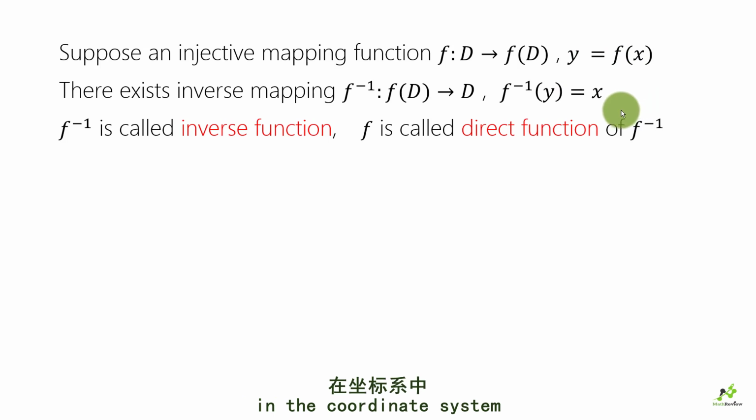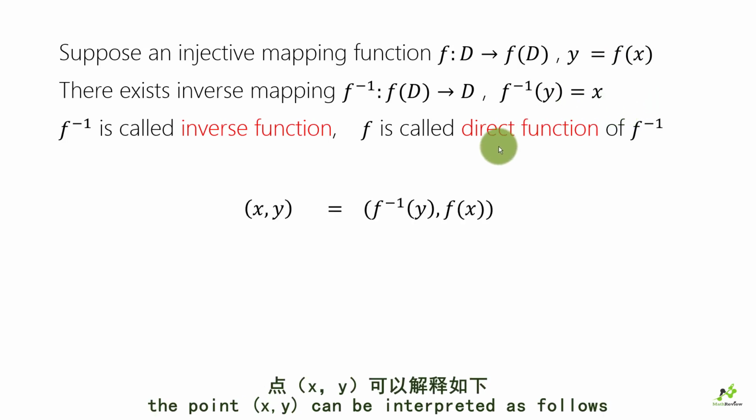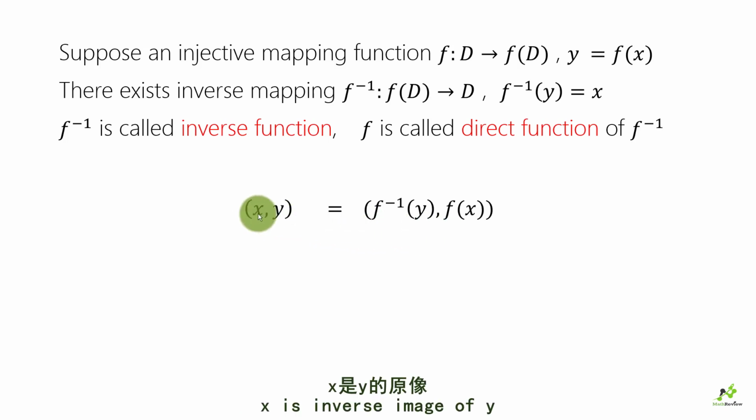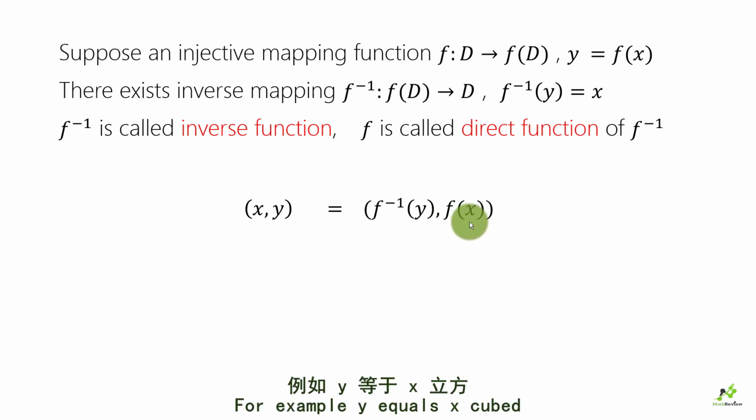In the coordinate system, the point (x, y) can be interpreted as follows. x is the inverse image of y. We write f inverse of y. y is the image of x. We write f of x.